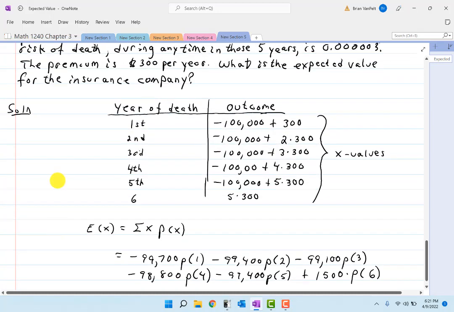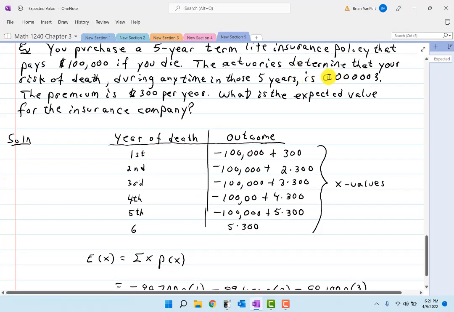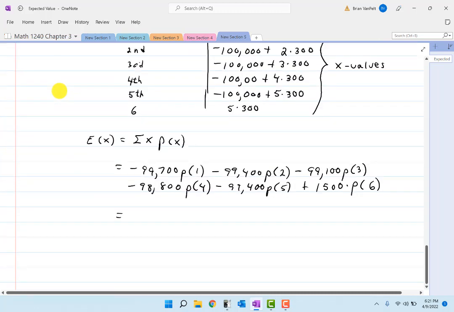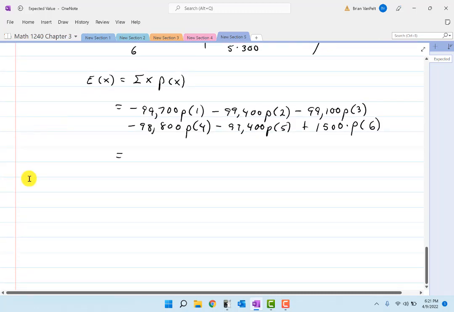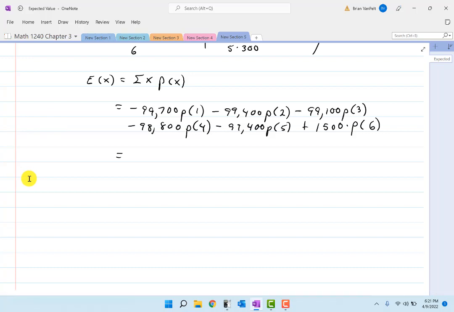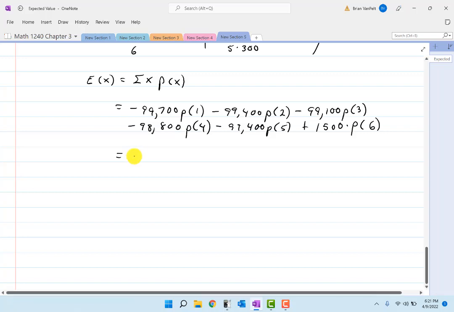Now, I am using for this the same probability every single time. So I'm assuming that you have one probability of death for the entire 5 years. I'm not absolutely certain that term life insurance works that way, but I think it's pretty close. So let's take a look then. I have to take each of these numbers, 99,700, and multiply it times that probability, 0.000003. And you've got to go through all the outcomes.